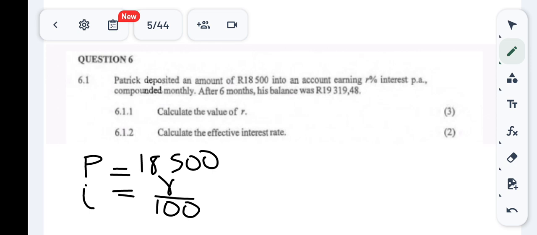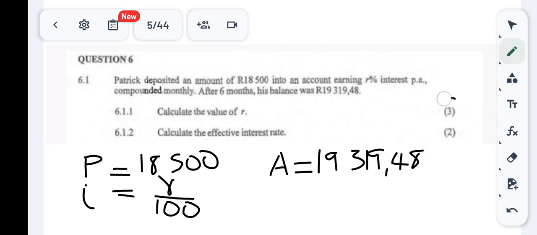after 6 months, his balance was 19,319.48. So what is that balance? This is the accumulated amount because it's the final value after 6 months. So it's 19,319.48. And then for 3 marks, we are required to calculate the value of R.